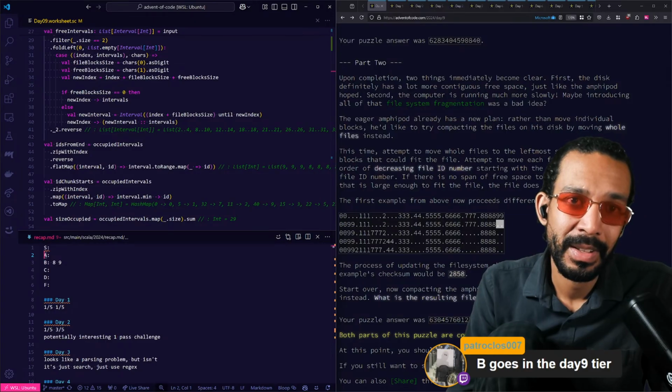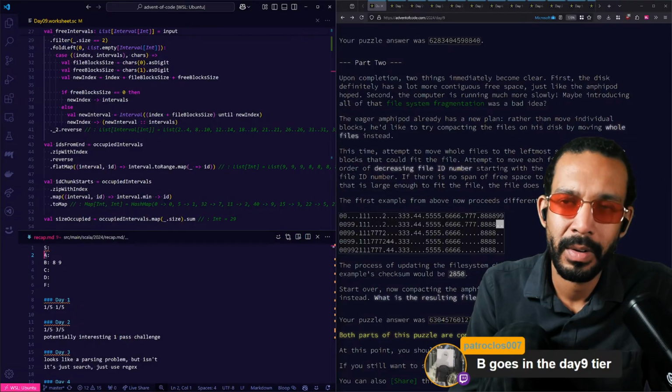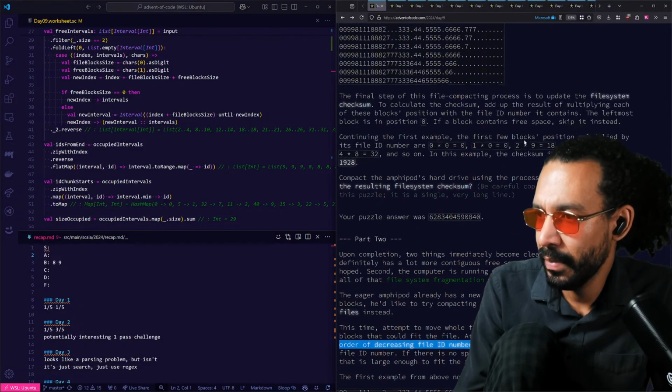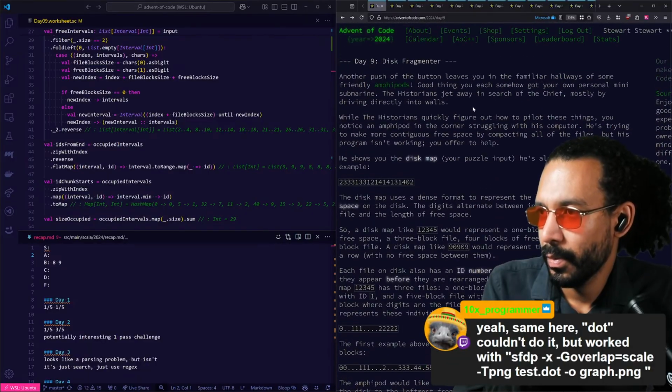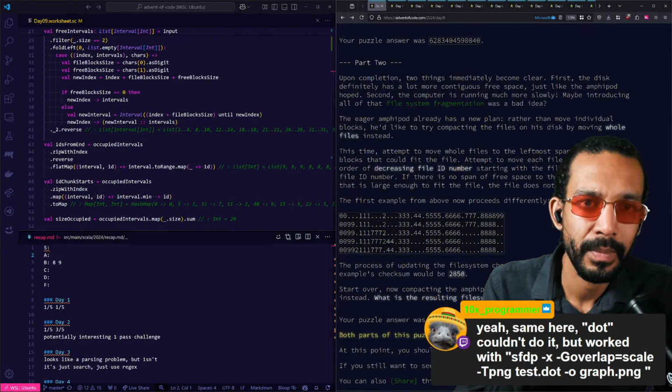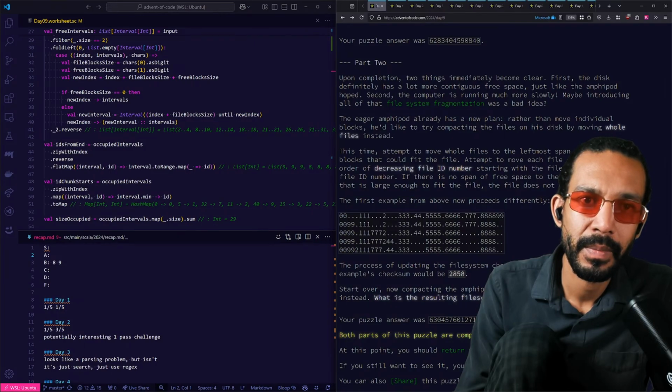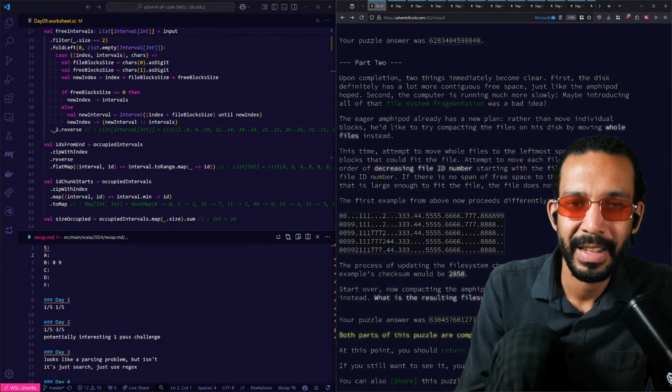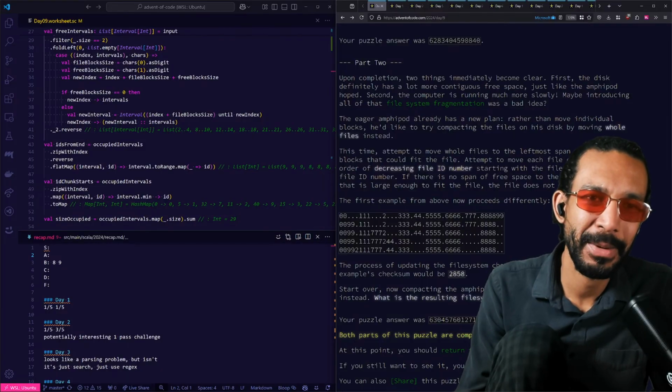You did graph to understand what they're talking about, but solved in code. Wait, graph is for day 9? I'm not sure what that would get you. Dot couldn't do it. B goes in the day 9 tier. That's a bit backwards, isn't it?